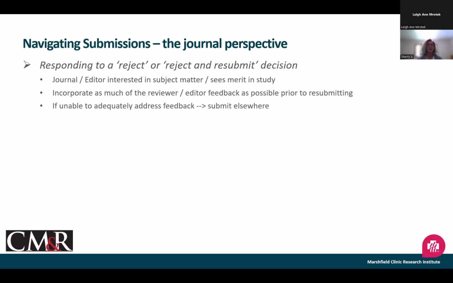However, if you're unable to make those changes for some reason, or you really just don't want to, maybe you completely disagree, you really should send your work to a new journal then, because you won't get it accepted at the same one.